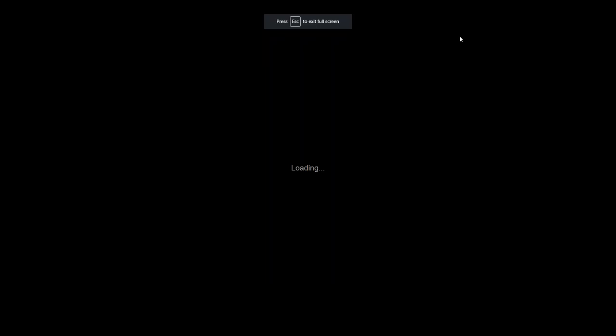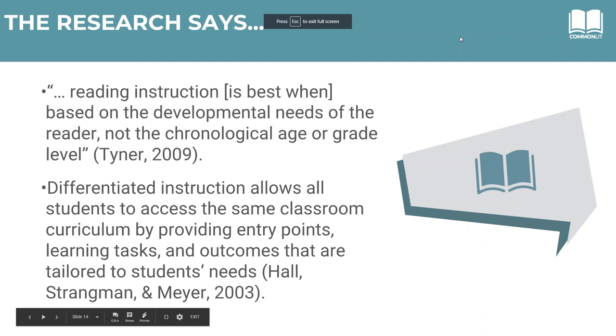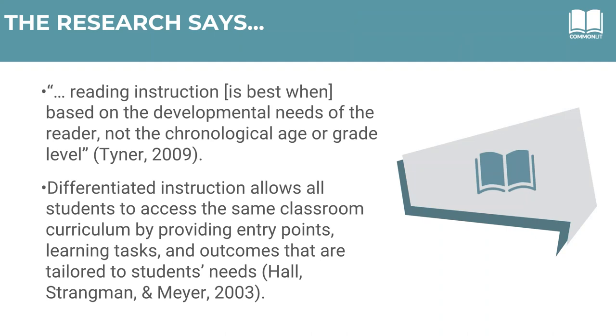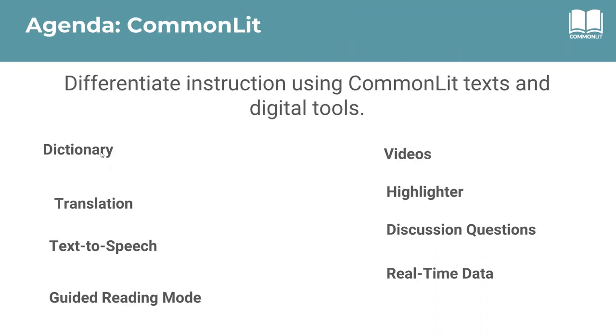So in terms of looking at the content on CommonLit, experts on reading instruction tell us that reading instruction works best when it's based on the needs of the students and not their age or their grade level. And that also reading instruction works best when it's differentiated as well. So some of the things that I'm going to be talking about when we look at some of the texts on the CommonLit site are things like features such as the dictionary, translation, text-to-speech, guided reading, videos, the highlighter, discussion questions, and also the ability to access real-time information about your students and their understanding of their reading.